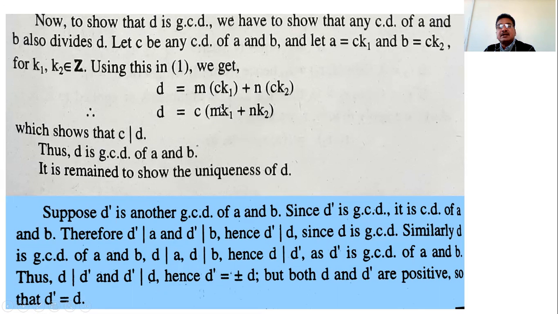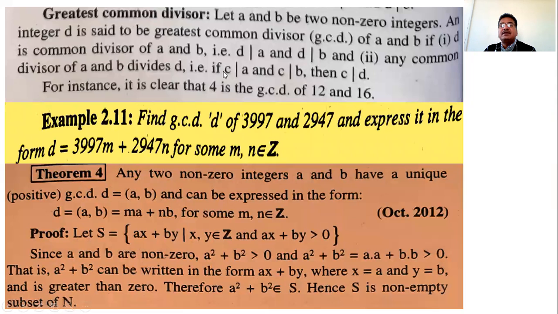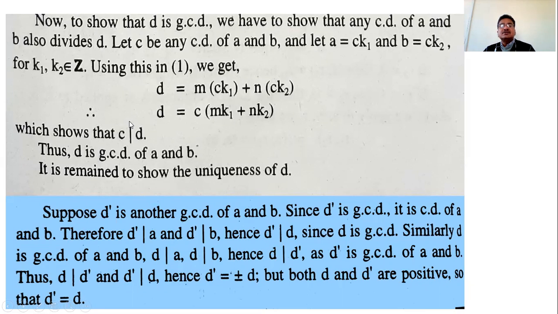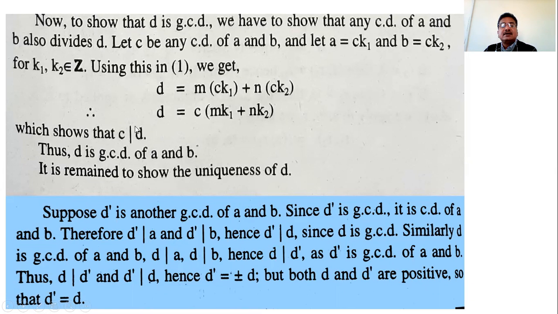Therefore, this number is an integer, and therefore D is expressed in the form C times some integer, and this implies C divides D. Therefore this condition is satisfied: if C divides A and C divides B, then C divides D. We have C divides D, meaning D is the greatest among all common divisors. So in the first condition, D is a common divisor of A and B, and here we show that D is the greatest among all common divisors, and thus D is the greatest common divisor of A and B.